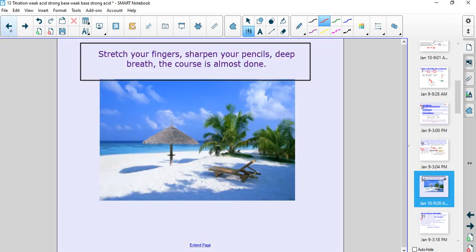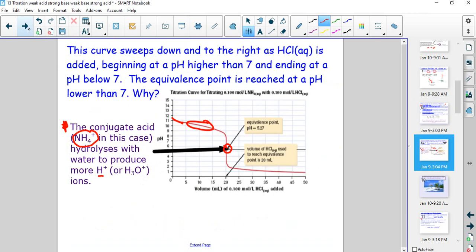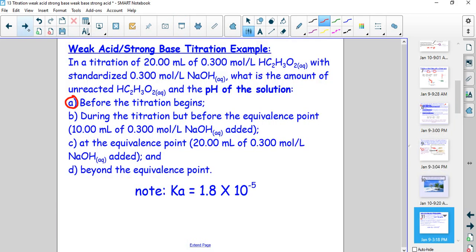Okay, I do explain these points a bit more here, but I also have an accompanying study guide that I've written that goes over each of these points. So I'm not going to talk about this right now because we're looking at a different example that we're going to start. This was a weak base, strong acid. I'm going to talk about now a weak acid, strong base.